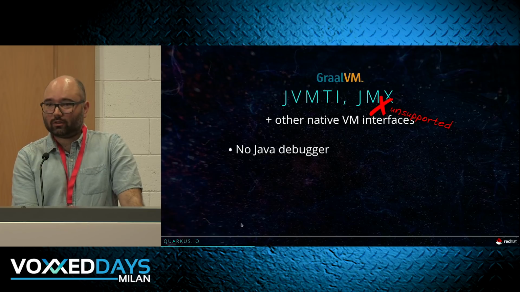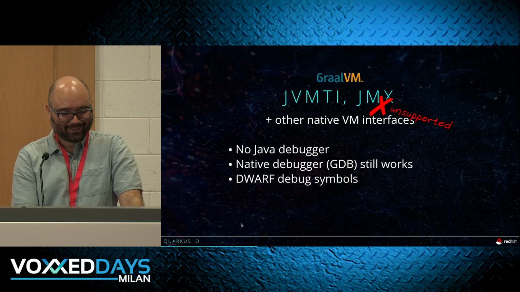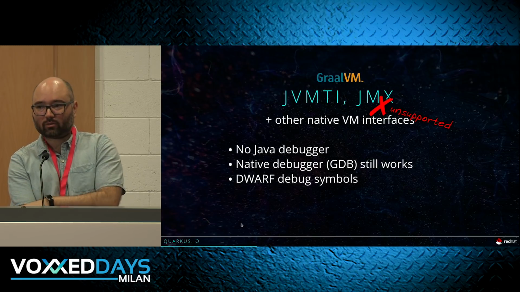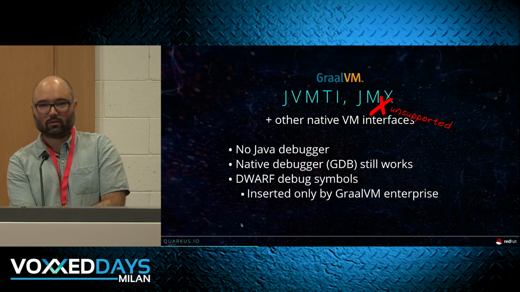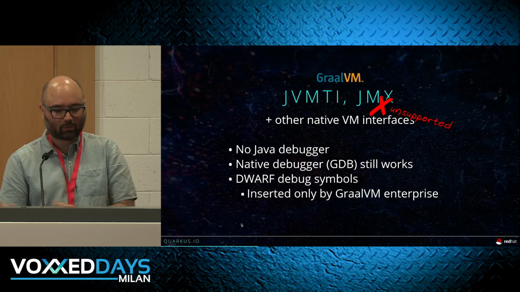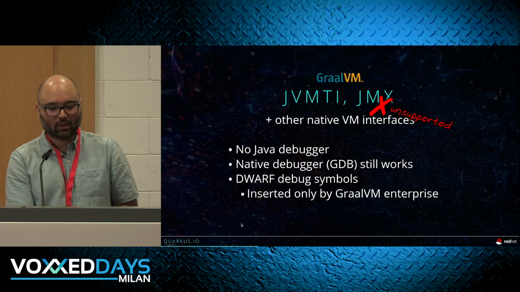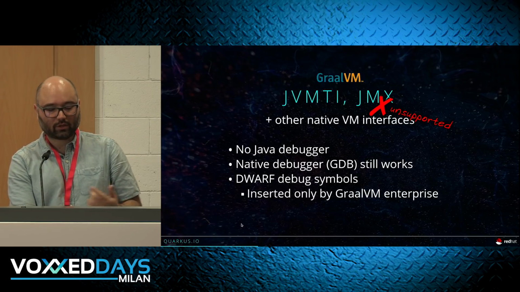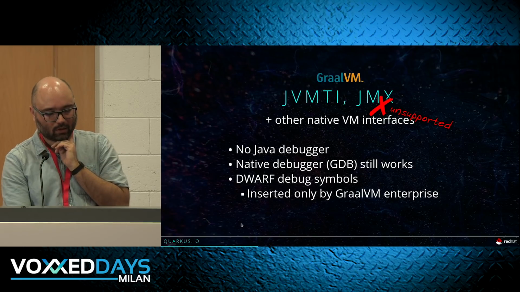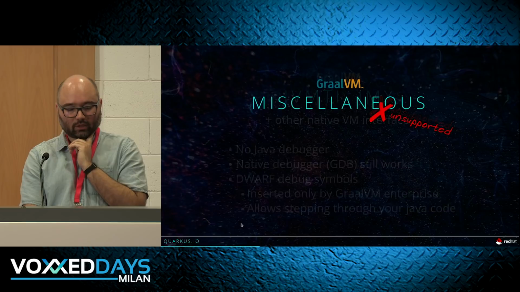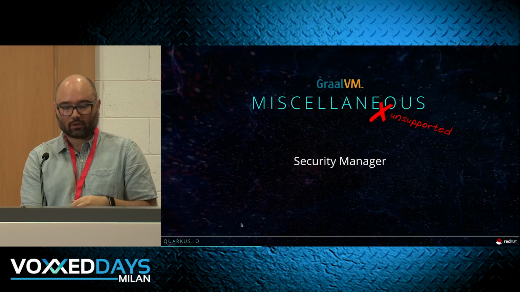Okay, you can use GDB. It's a native image. You can get DWARF debugging symbols which help you with GDB, but that's only with the enterprise version of GraalVM. Now that's where Oracle has this bit of commercial and open kind of things. But it's open source. Maybe we get to contribute the things that we don't like to be commercial there.